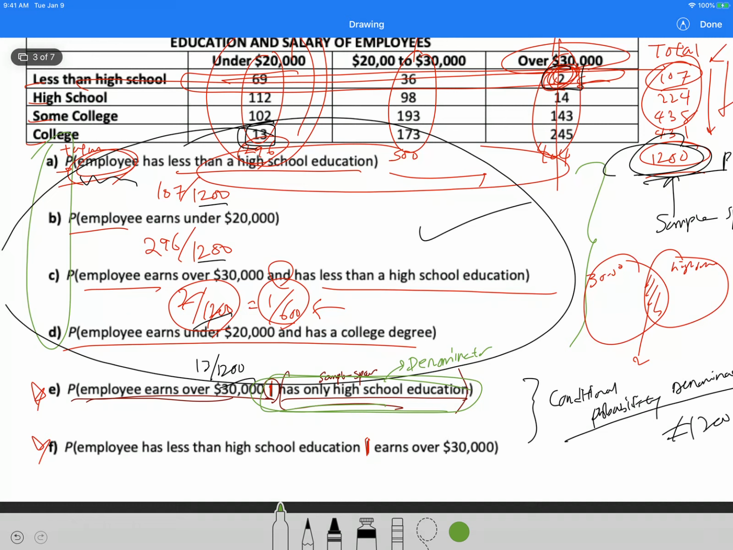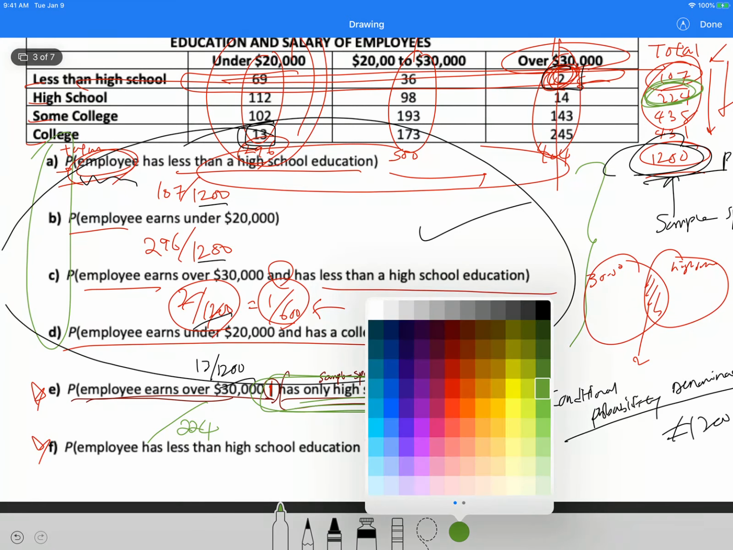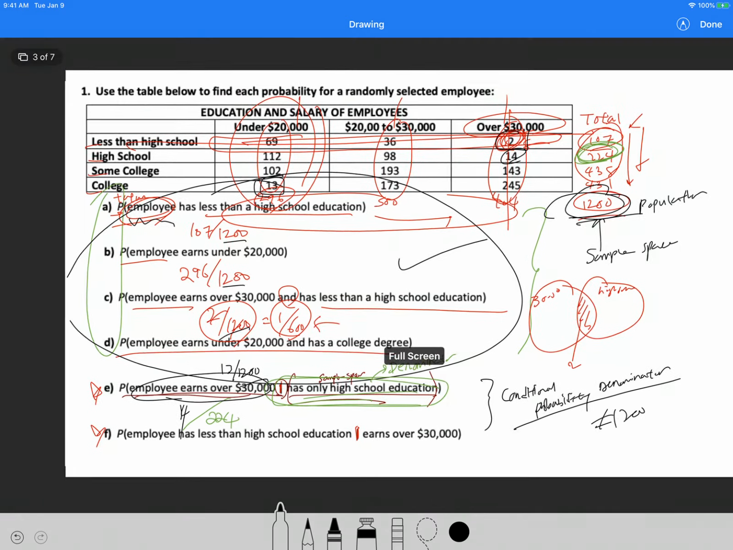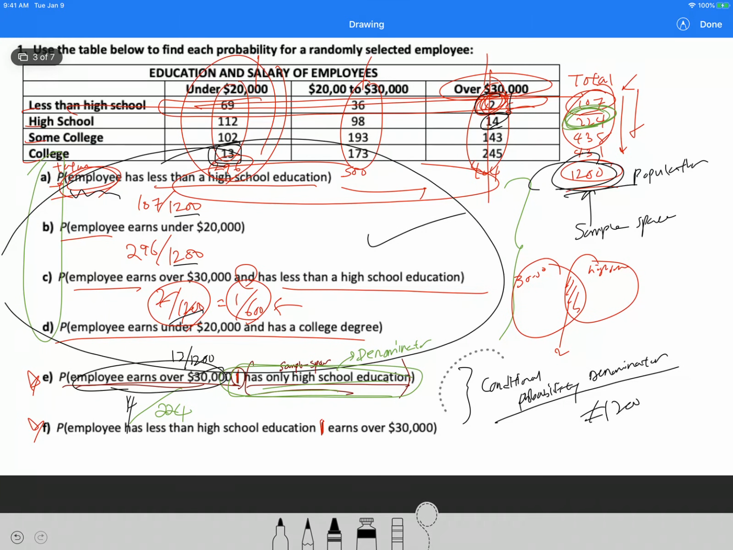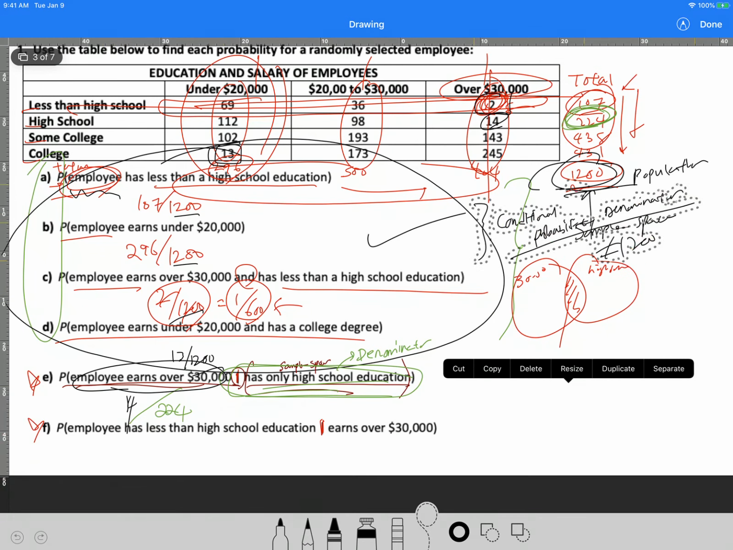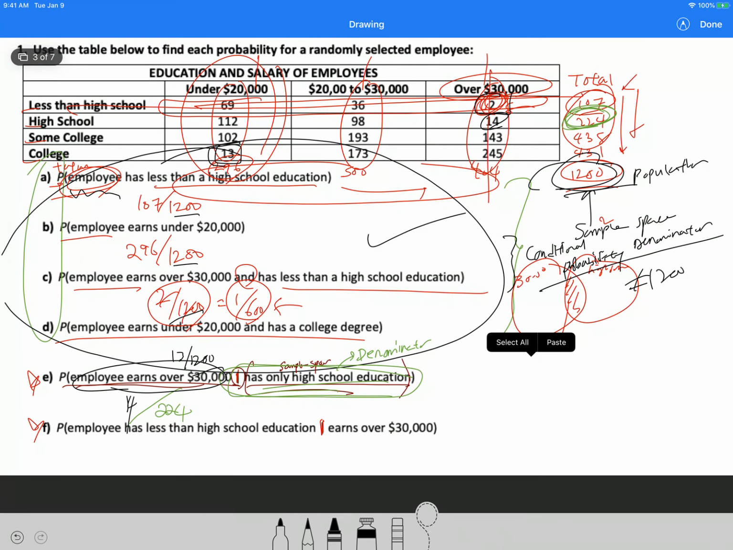So high school education means these guys right here, 224. Notice how only out of these high school education people, how many of those earn $30,000 or over? Well, it's going to be 14. So you simply say 14 out of 224. Now, let's utilize, okay, I'm going to move this up here. I know it's going to get super messy. I'm going to just delete that.